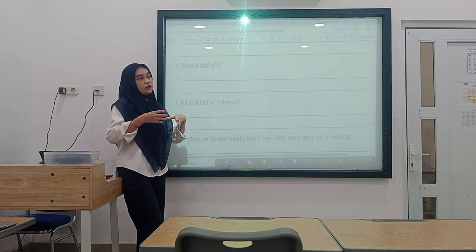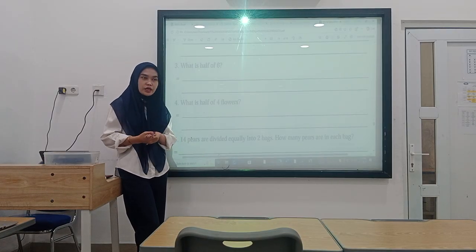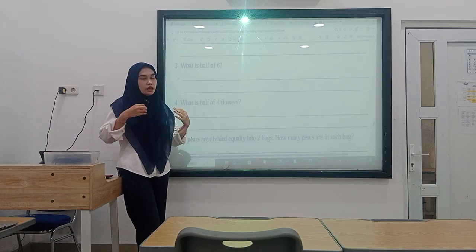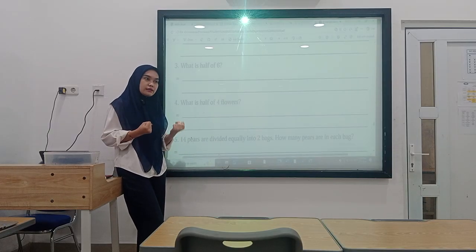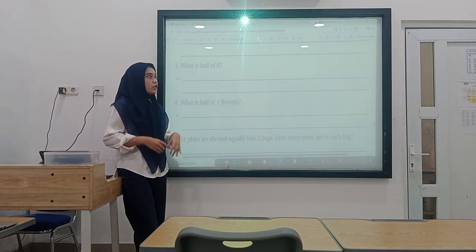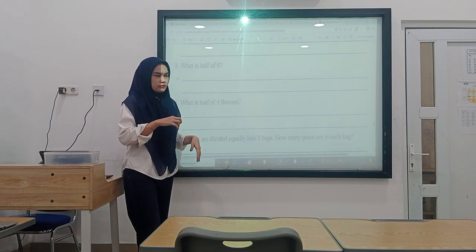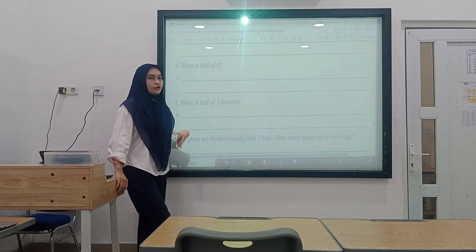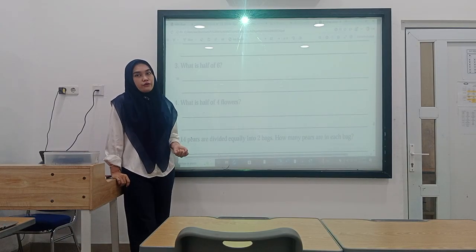So yes, the half of 4 is 2 because we can split it into equal amounts by using our hands, our fingers, or using the number line. That's how we can find the half of 4 flowers.